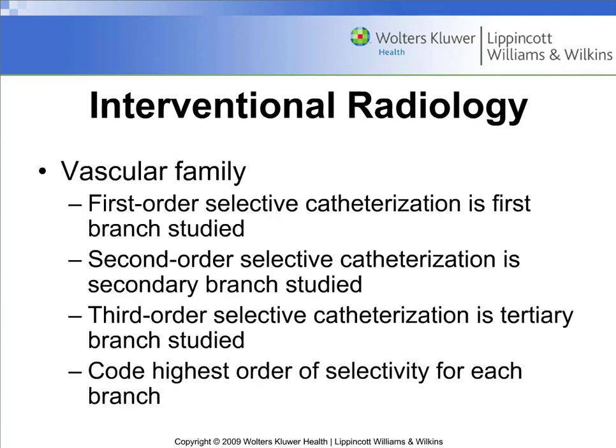Okay, vascular family, this is what I was referencing. The first order selective catheterization is your first branch that's studied. The second order selective catheterization is your second branch that's studied, and so on. Your third order selective cath is your tertiary branch studied. You want to code the highest order of selectivity for each branch that is studied.